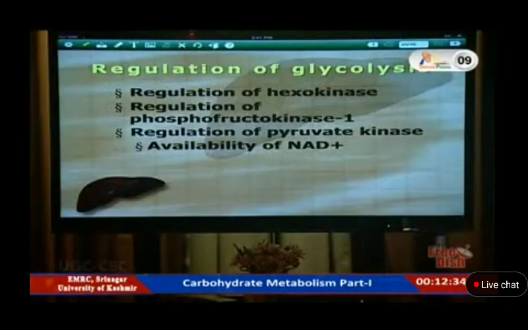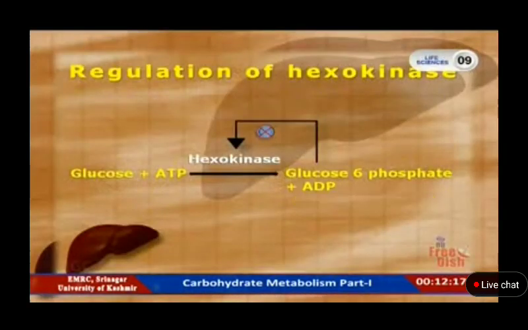Now, glycolysis, or flux of glucose via the glycolytic pathway, is tightly regulated. It depends on the availability of NAD plus and is also regulated by the 3 regulatory enzymes: hexokinase, phosphofructokinase 1 and pyruvate kinase. Glucose 6-phosphate, the product of hexokinase, is an allosteric inhibitor of hexokinase. When the concentration of glucose 6-phosphate increases above the normal level, it allosterically binds to hexokinase and inhibits the glycolysis.